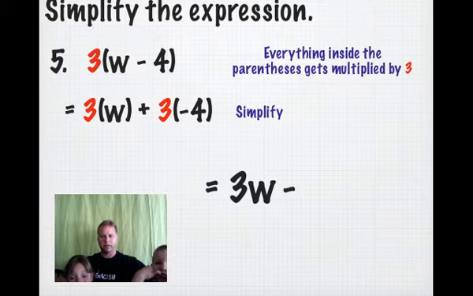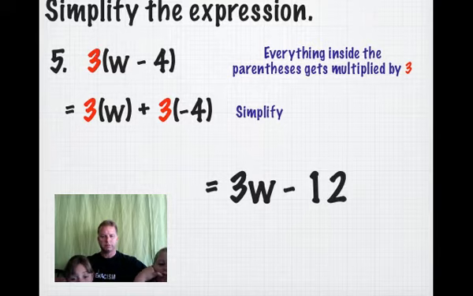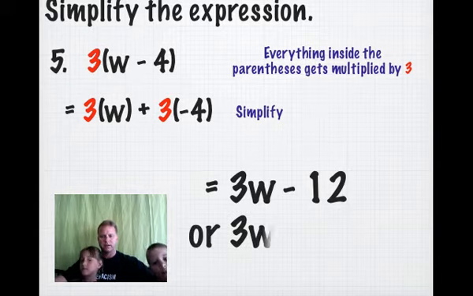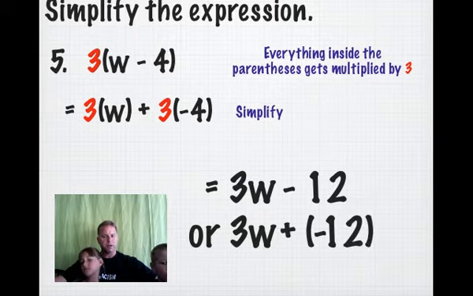Negative 12. Negative 12. Okay. Good job. So we have 3 watches. We need to get 3 watches and a minus 12 of something, a minus 12 watches. And instead of writing minus 12, we could also put plus negative 12. That's the same thing.